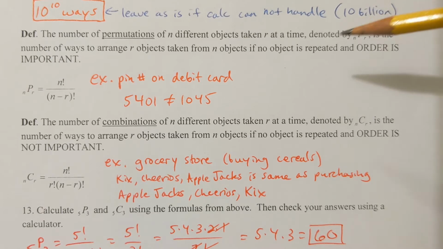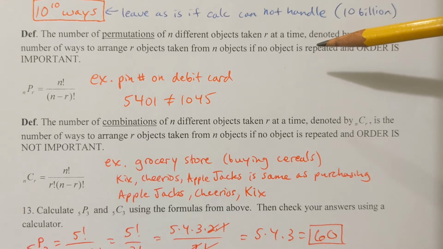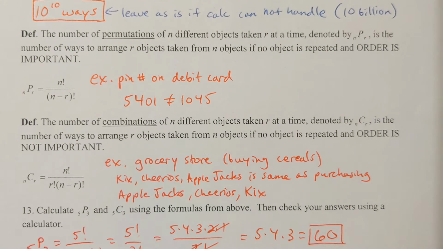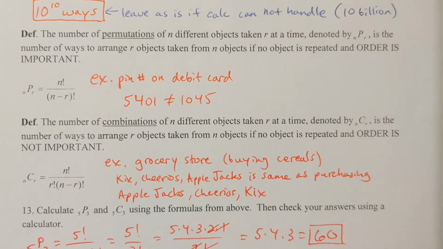Okay, now the other thing about a permutation is no object is repeated. Okay, so that's important. Here's the formula that we use for permutations. n permute r is n factorial divided by n minus r, the quantity factorial.